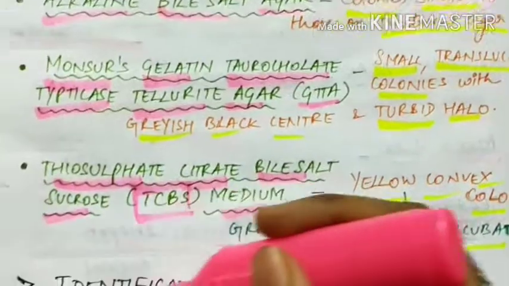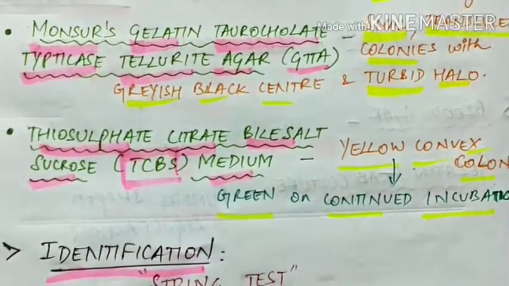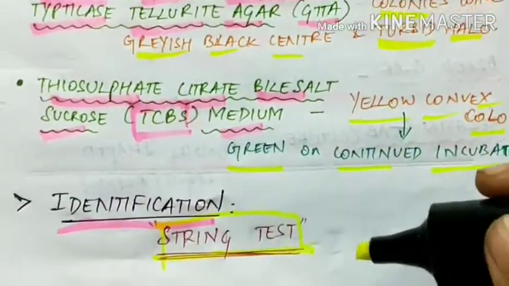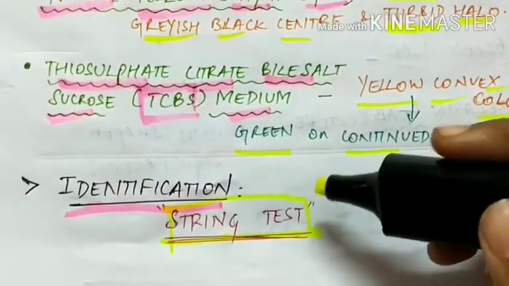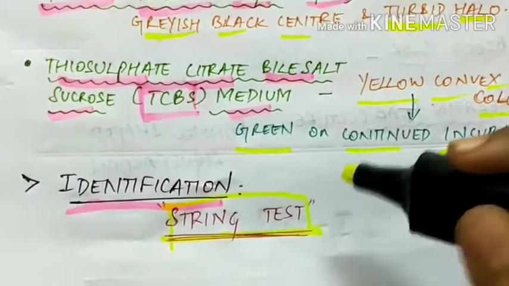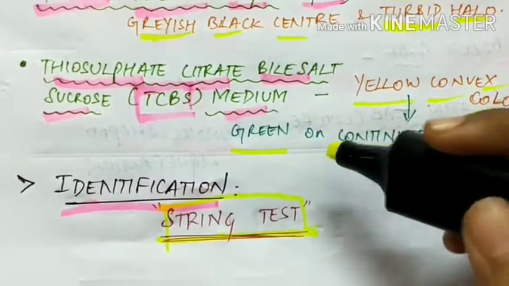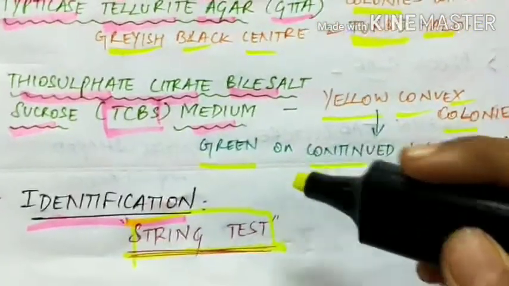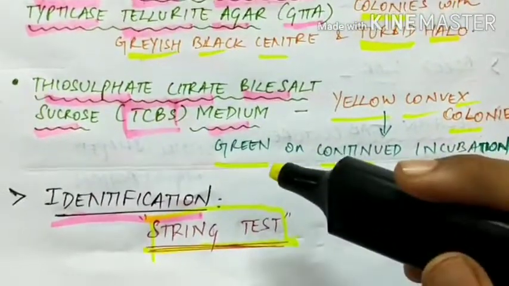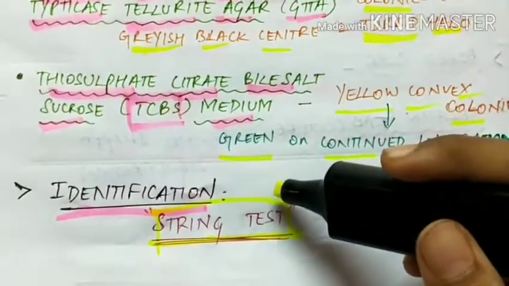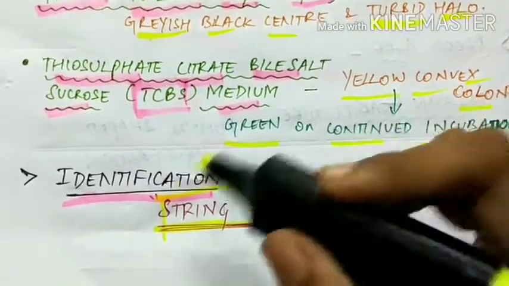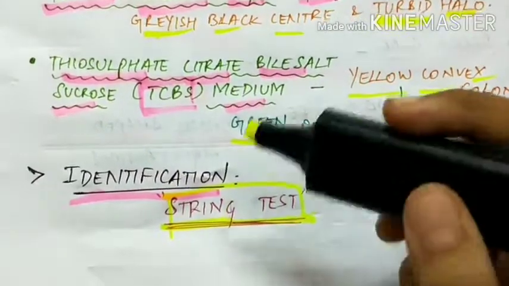Next is identification. Identification of Vibrio cholerae is performed using the string test. In the string test, a loopful of the growth is mixed with one drop of 0.5% sodium deoxycholate in saline on a slide. If the test is positive, the suspension loses its turbidity, becomes mucoid and forms a string when the loop is drawn slowly away from the suspension. This is the string test.